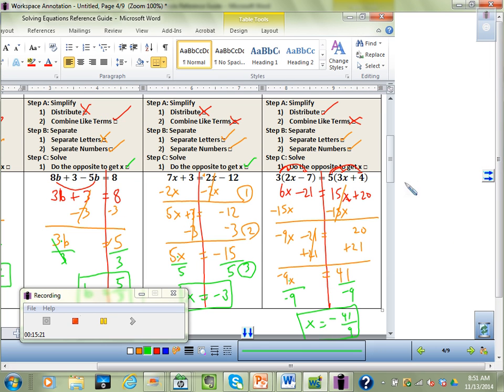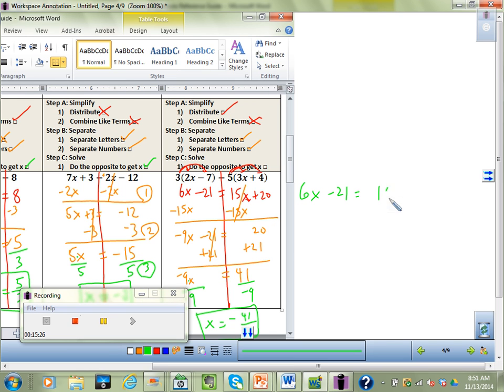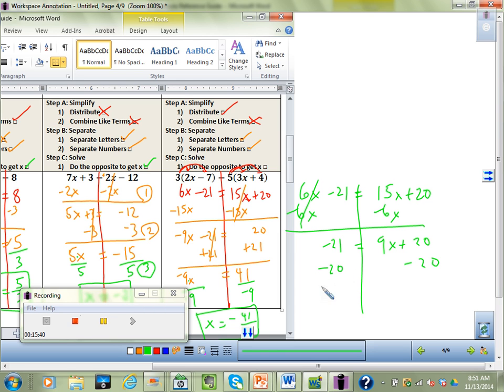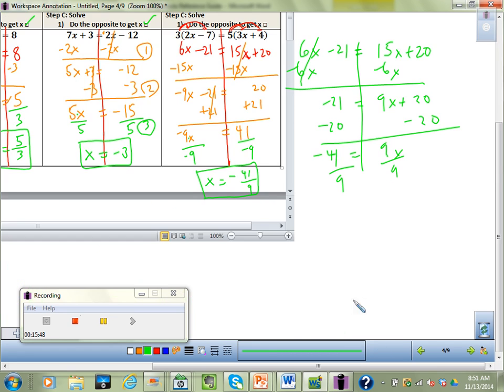Yep, so let me do that really quick. If you subtract 6, there's only one answer to equations, so it will always give you the same answer. That will give you negative 21 equals 9x plus 20. Subtract 20, you get negative 41. There's 9x divided by 9, and you still get negative 41/9.